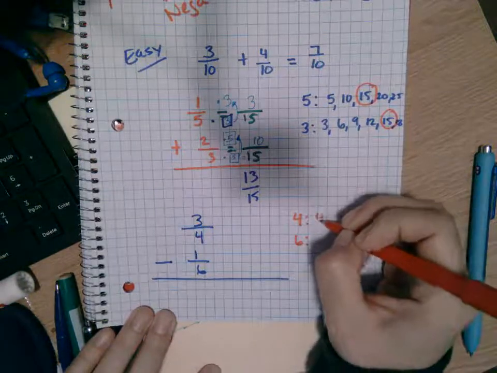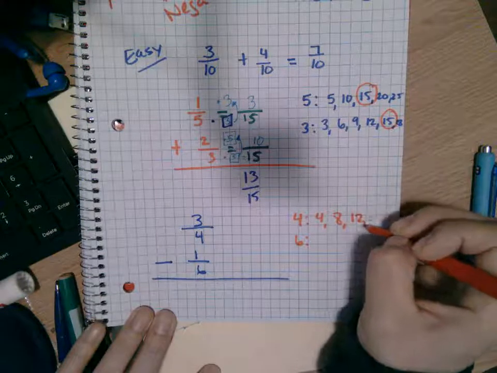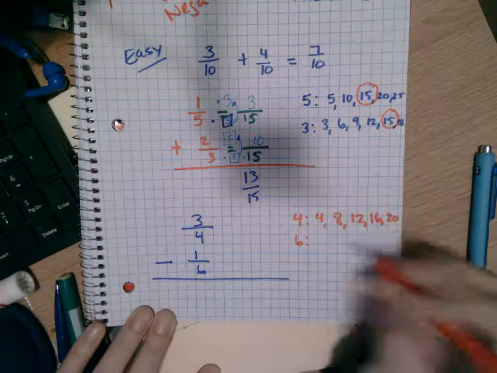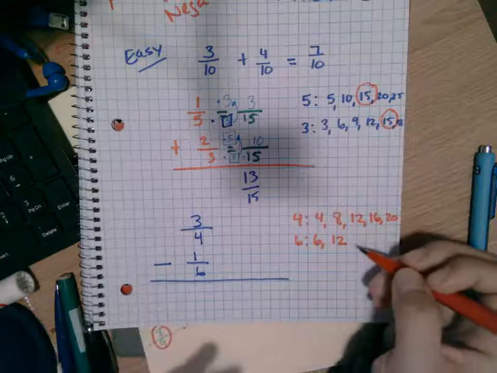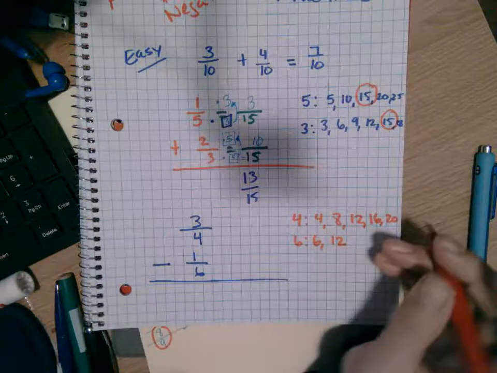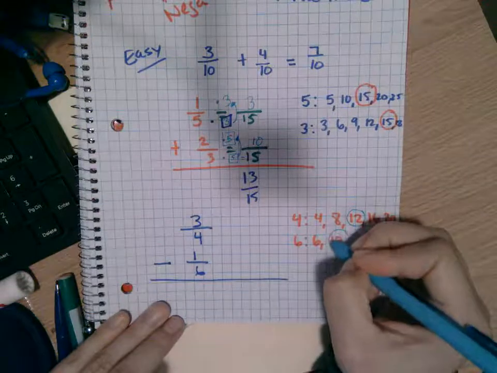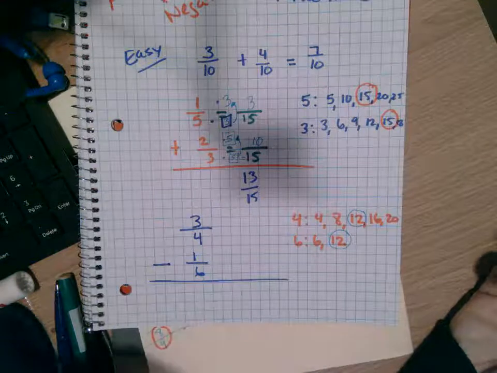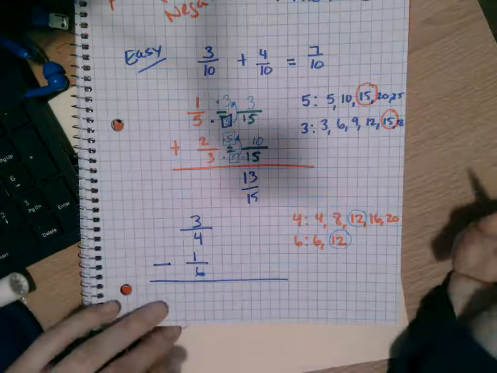4 times 1 is 4. 4 times 2 is 8. 4 times 3, 12, 16. 6, 12. Oh, do I have to keep going? No. As soon as you see that they have a number in common, that's the number you're going to use. You can stop right there. If you don't see it, you'll continue. They also have 24 in common.